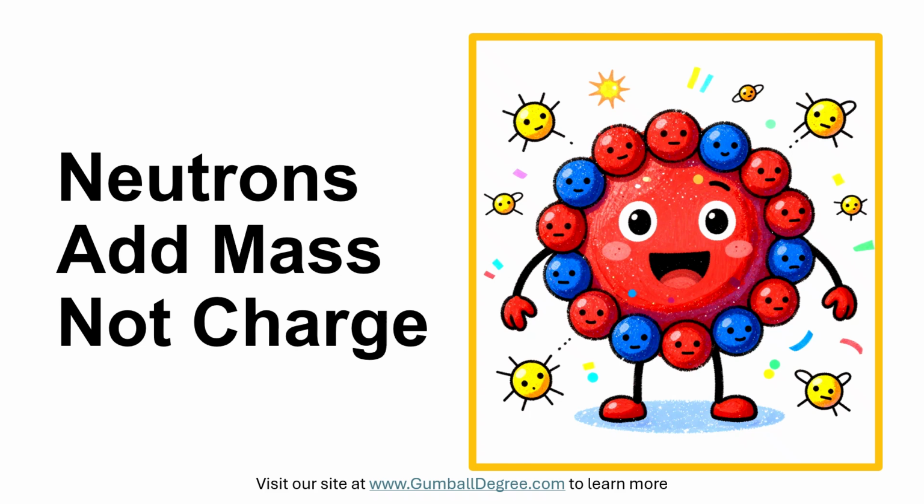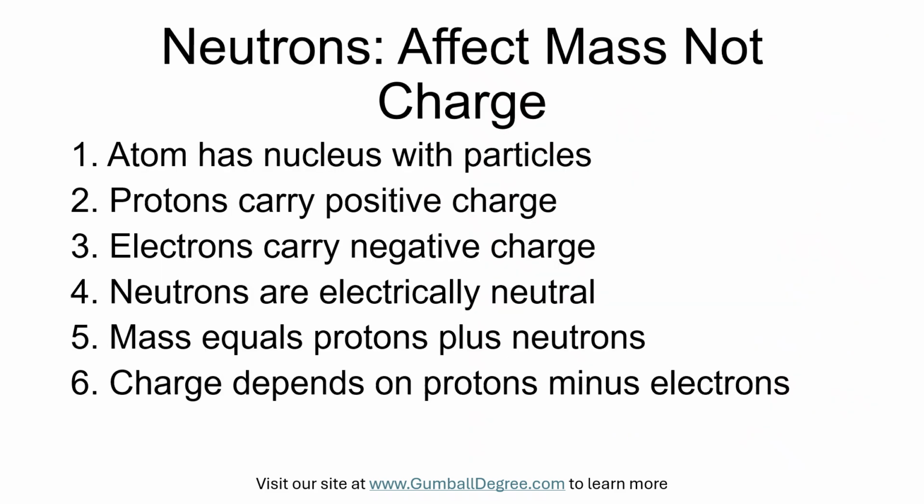Neutrons add to an atom's mass because they have mass, but do not change the atom's electric charge because they carry no electric charge. Think of an atom like a tiny solar system with a central nucleus made of protons and neutrons and electrons orbiting around it. Protons are positively charged, electrons are negatively charged, and neutrons are neutral with no charge.